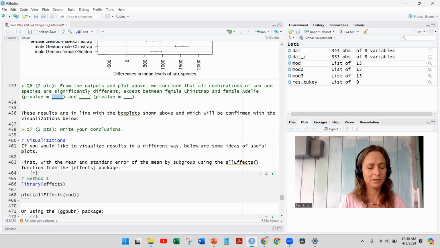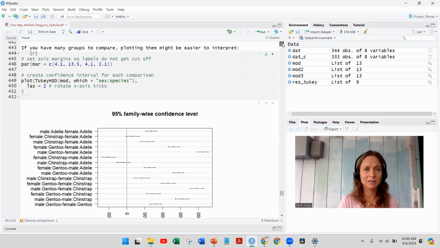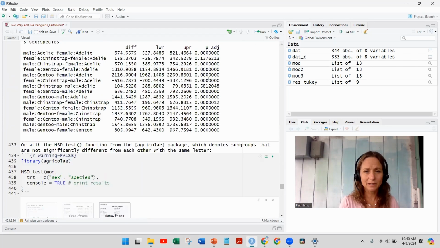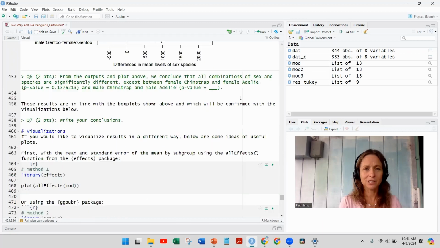and the p-value, I'll just copy it, paste it into here. And then the other non-significant difference was the male chinstrap and male Adelaide, and the p-value for that was up in this table here, male chinstrap, male Adelaide, right? The p-value was 0.58. Come down to the question here and just fill in the blank there, right? That's it. That's your answer. So these results are in line with the box plots that we looked at above and will be confirmed with the visualizations below.